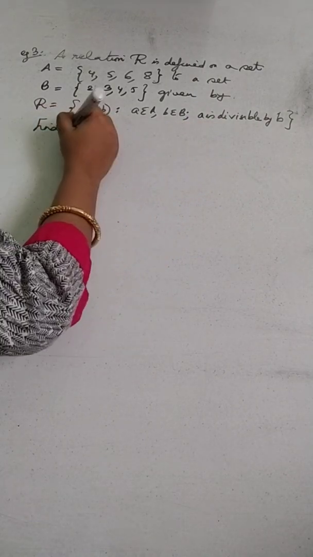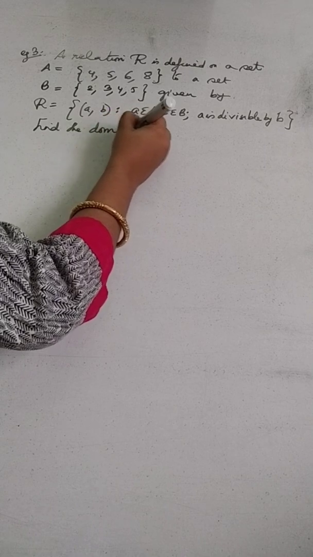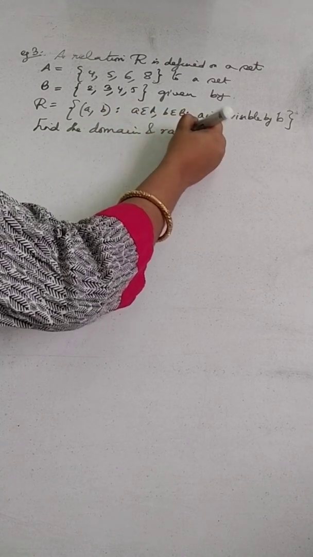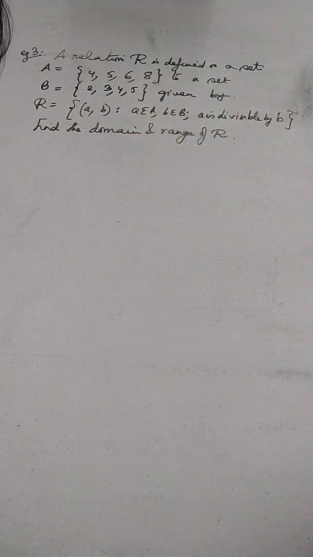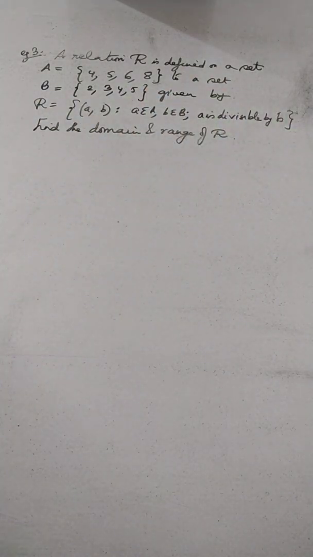Find the domain and range of R. I'm reading it out once more. A relation R is defined on a set A, given by this, to a set B, given by this, and the relation R is such that if I take the components (a, b), then the first component a is divisible by the second component b. So you're asked to find the domain and range of R.